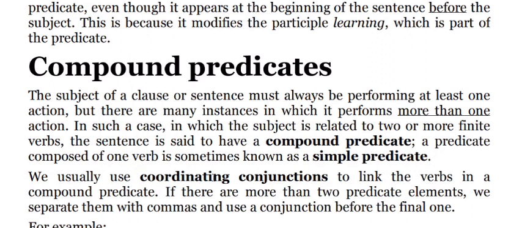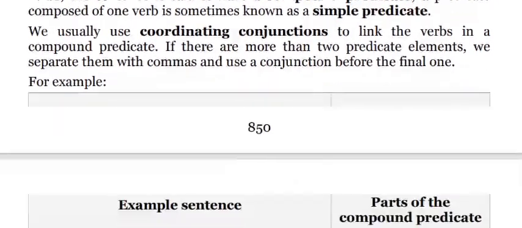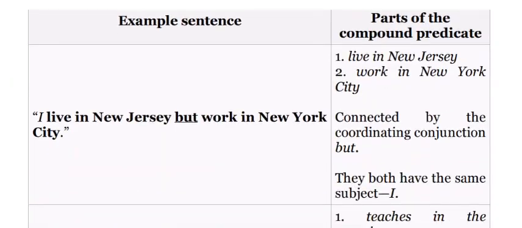We usually use coordinating conjunctions to link the verbs in a compound predicate. If there are more than two predicate elements, we separate them with commas and use a conjunction before the final one. For example, there are some examples.